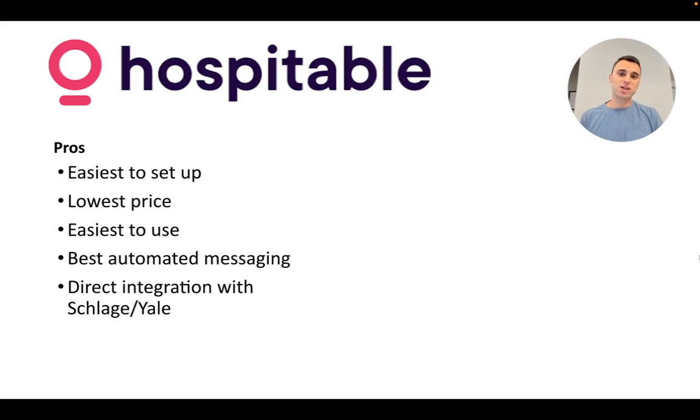So when your guest checks in, you want to make sure that they have a different code than the previous guest. Hospitable makes it super easy by directly integrating with Schlage and Yale, basically allowing you to easily change the locks automatically without you having to even think about it.